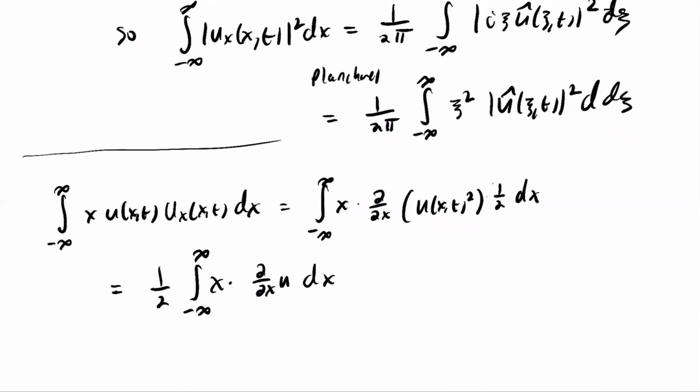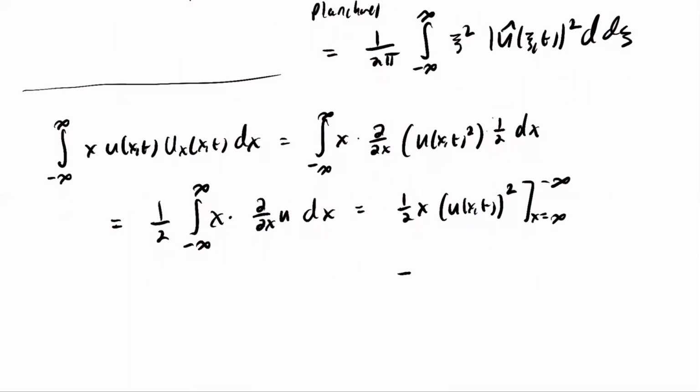And so now we're just going to evaluate this by integrating by parts. So this ends up being, well, we have the boundary terms, which end up being 1/2 x times u squared evaluated between minus infinity and infinity. And then we have minus the integral from minus infinity to infinity of 1/2 times u squared. Right.